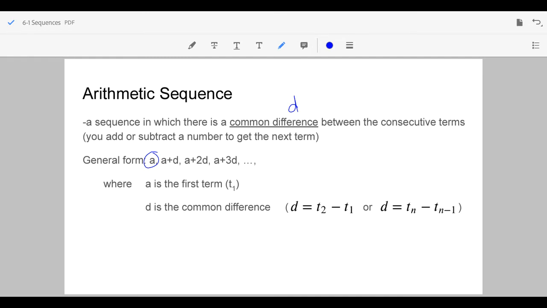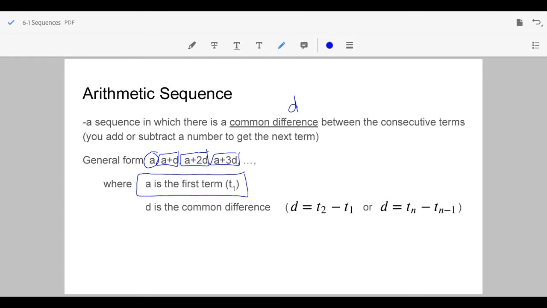So A plus D is the second term. And then we add A plus D plus another D to get the third term. So that would be A plus 2D. And then A plus D 3 times to get to the next term. So that would be A plus 3D. So A is always the first term. For all sequences, we always denote A as being term 1. And D is the common difference.